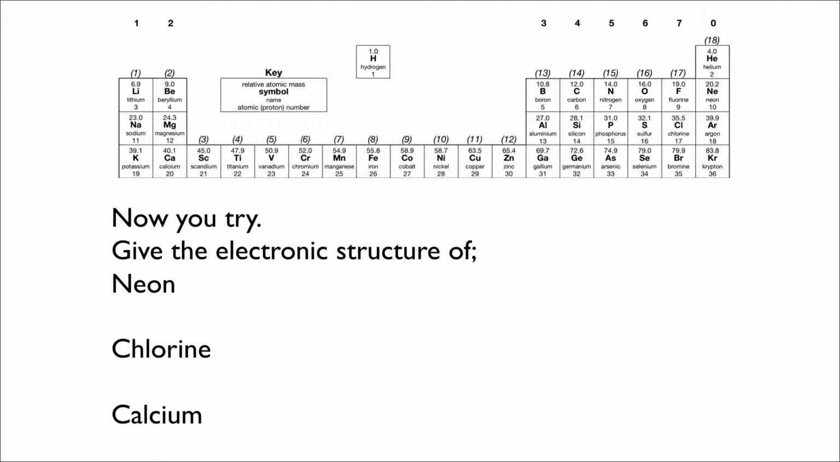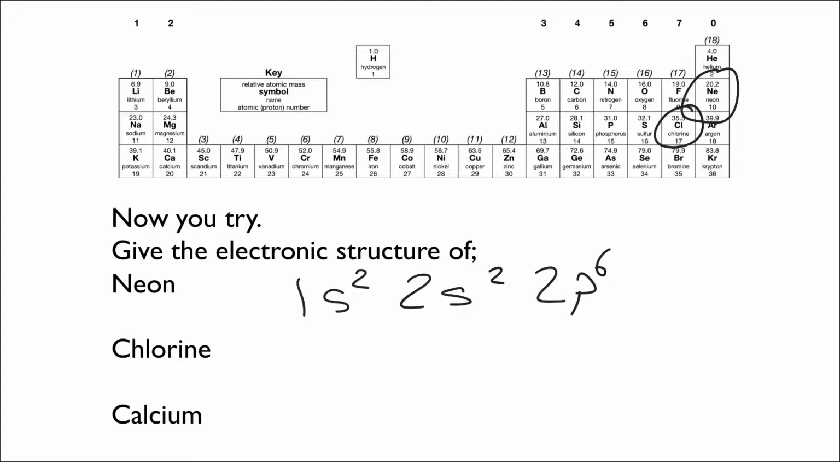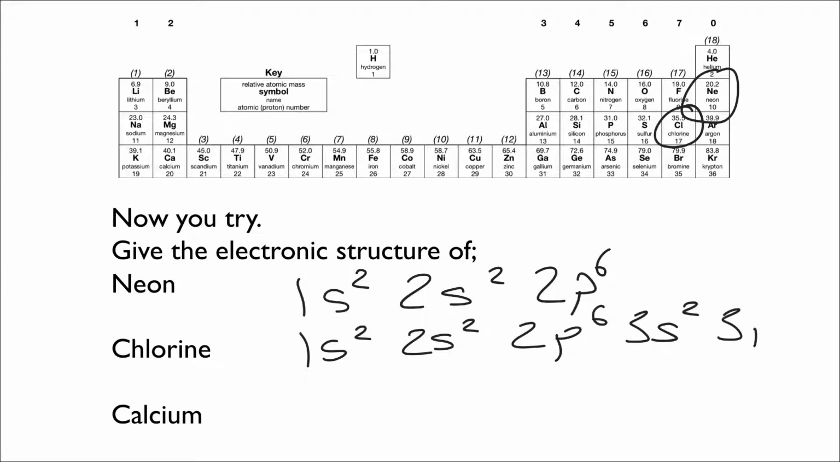Okay, now you have a go. Try to write down the electronic structures of neon, chlorine and calcium. Have you done that? Good. So neon, 10. Okay, so neon is 1s2, 2s2, 2p6. Okay, and that's it because we've got 10 electrons now. Chlorine is down here, it's got 17 electrons, so its electron configuration is 1s2, 2s2, 2p6, 3s2, and then 3p5. Calcium, we're going to come and look at in a minute.